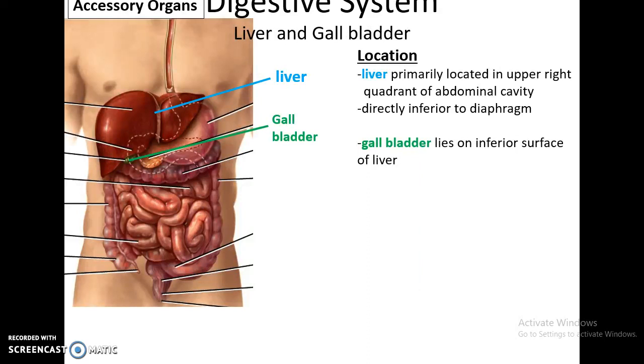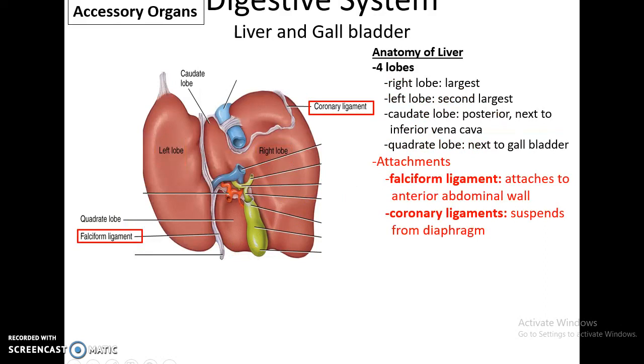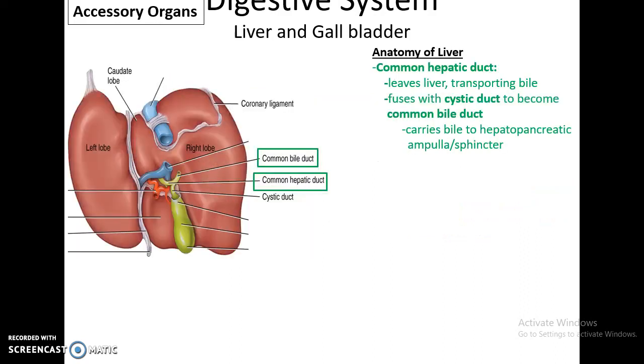The liver and the gallbladder. Liver is primarily in the upper right quadrant of the abdominal cavity, directly inferior to the diaphragm. And on the inferior surface of the liver is the gallbladder. Liver has four lobes: the very large right lobe, the left lobe, the caudate lobe near the inferior vena cava, and the quadrate lobe near the gallbladder. It attaches to the anterior abdominal wall by the falciform ligament and from the diaphragm via the coronary ligaments.